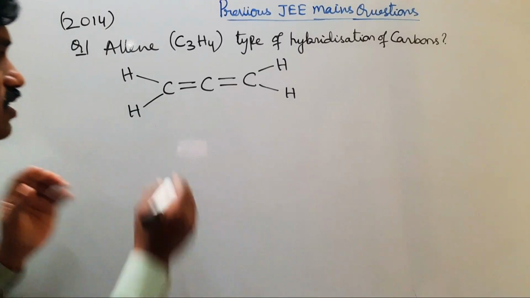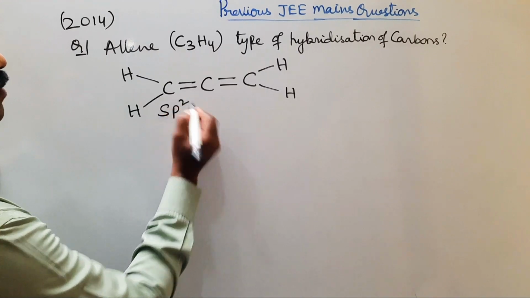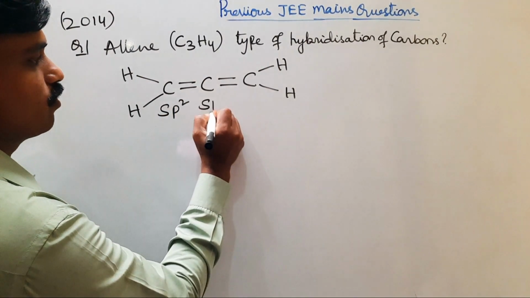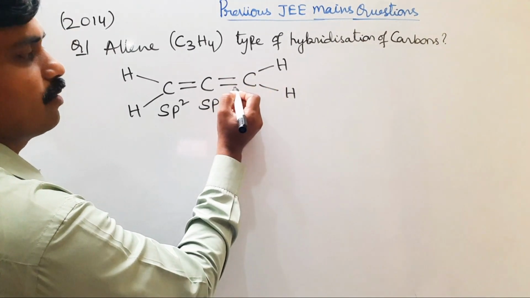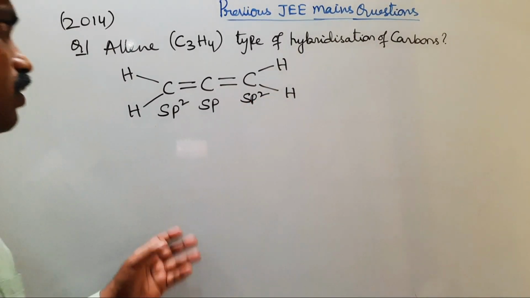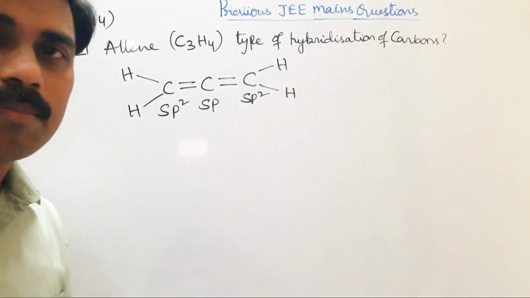See, in this compound, the first carbon is having 1, 2, 3 sigma bonds, so it undergoes sp2 hybridization. The central carbon is having 2 sigma bonds and 2 pi bonds, so it undergoes sp hybridization. And the third carbon, again 1, 2, 3 sigma bonds and 1 pi bond, undergoes sp2 hybridization. So in allene, the types of hybridization of carbons are sp and sp2 hybridizations.